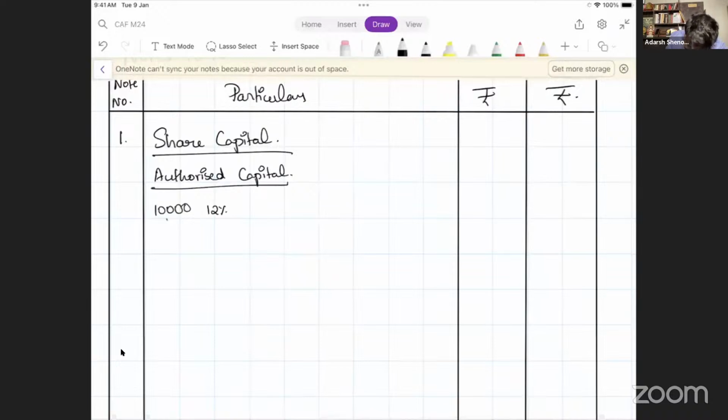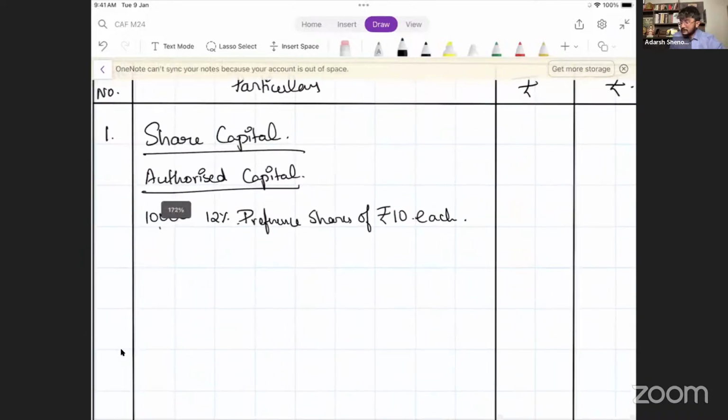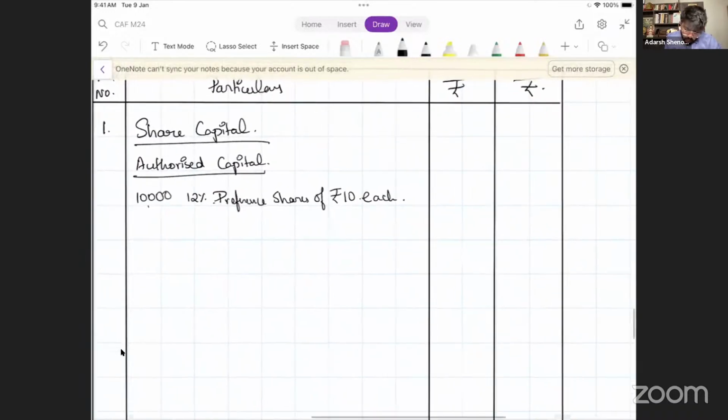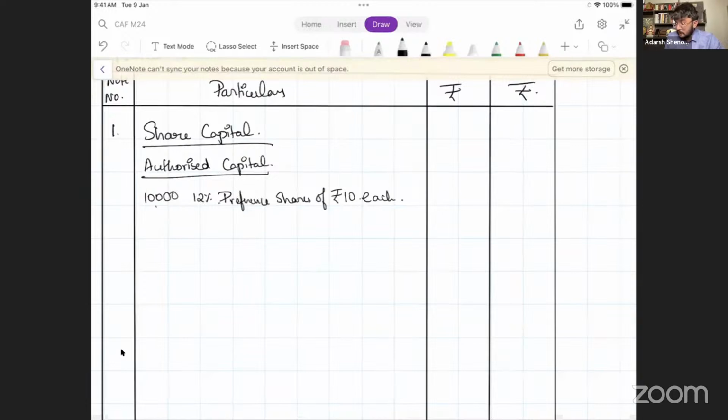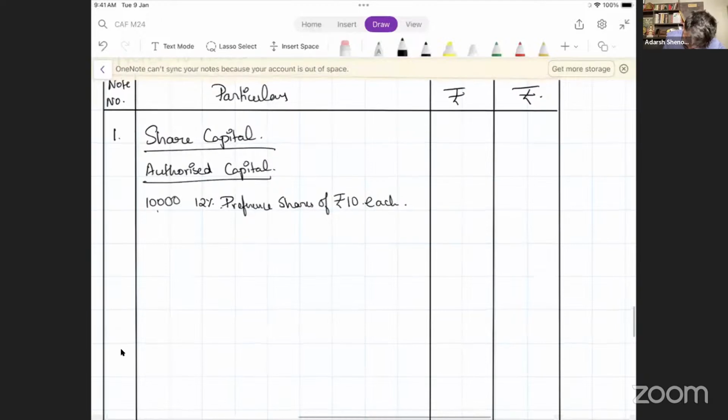No need for a comma there, just leave some space. Don't write 10,000, 12%. 10,000, 12% preference shares. What is this 12%? What does it signify? It signifies the face value of the share. Outer column directly you write 1 lakh. Underline it. Why do we underline it?